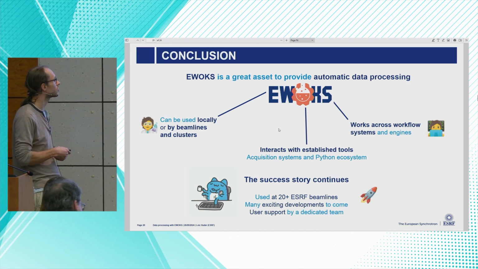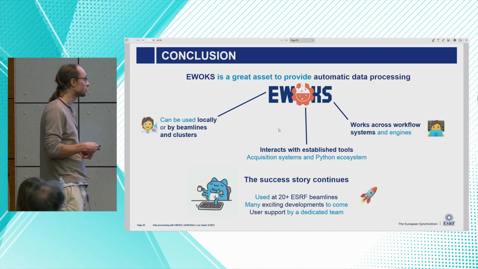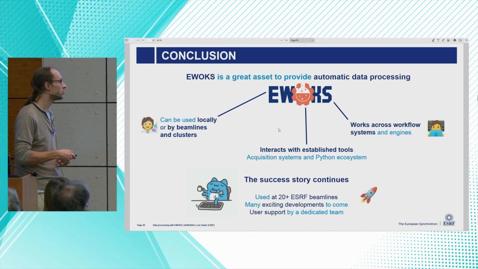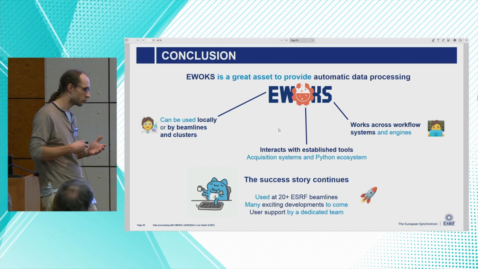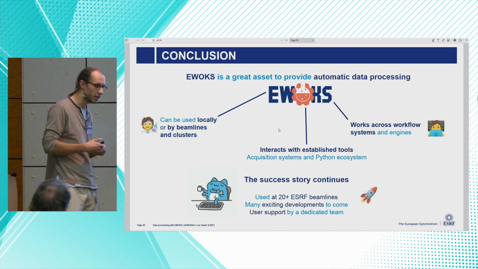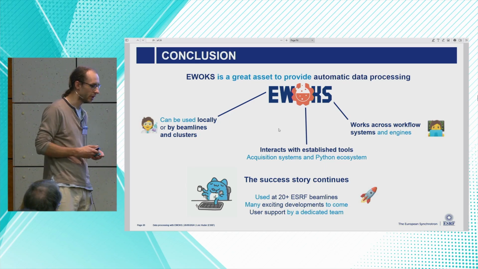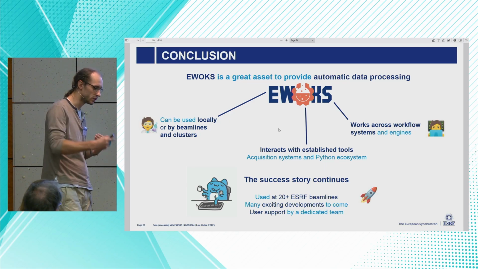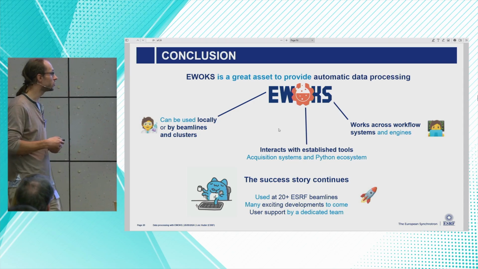I want to say that the success story is continuing. It is now used, as I showed you, by more than 20 users of beamline. We have many exciting developments to come. For example, we have this feature where we want the workflow to actually declare what kind of packages they need to be executed, so that you don't need to install the packages ahead of time. The workflow will tell you, if you want to execute this workflow, you need to install this package, this package, this package. So that makes the workflow way more reproducible.